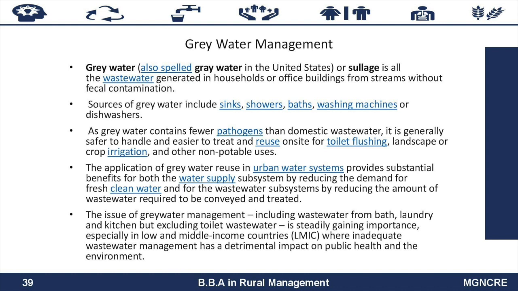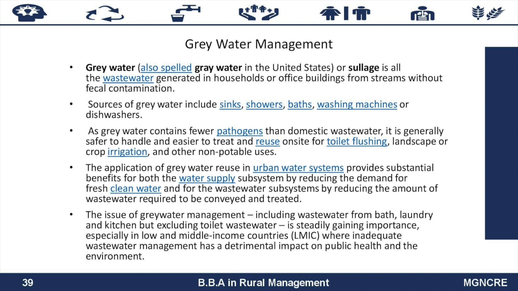So what is grey water? Grey water or sewage is all the wastewater generated in households or office buildings from streams without fecal contamination. Let me repeat it for you. Grey water or sewage is all the wastewater generated in households or office buildings from streams without fecal contamination.